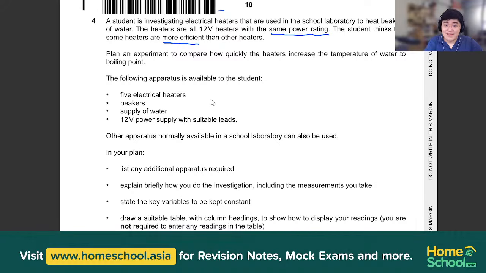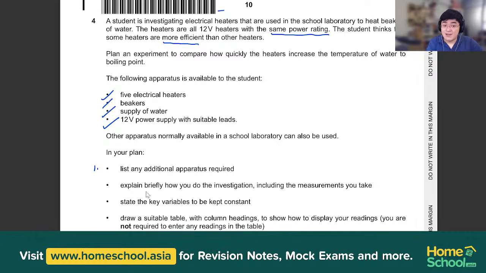These apparatus are given to the students. We're given 5 different heaters, some beakers, a supply of water, and a 12-volt power supply with suitable leads. And of course, other apparatus normally available, such as thermometers and so on, can also be used. So in the plan that we write, we are to list any additional apparatus that are required.